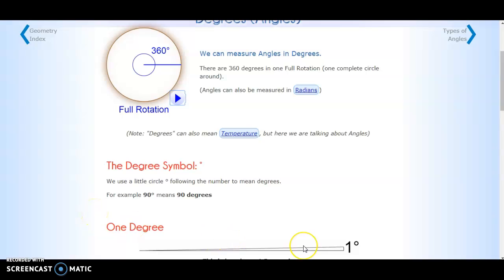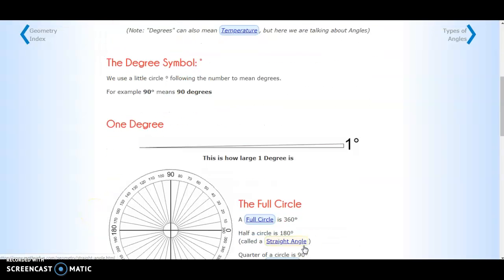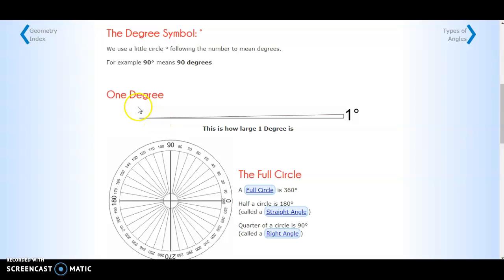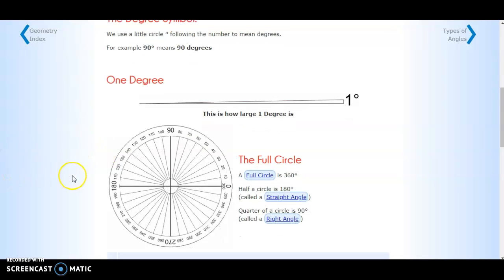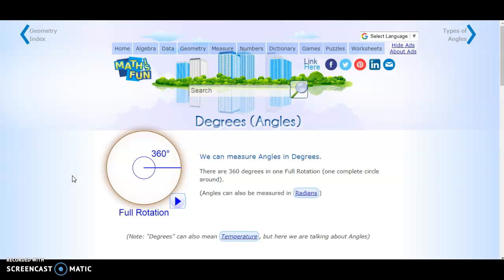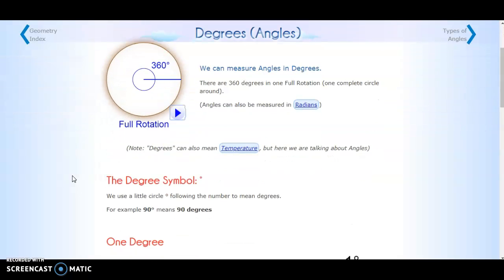And down here, you'll note that this right here is the size of 1 degree. Okay? Later on this week, you're actually going to have a protractor that you will use to measure the width of angles. But in today's lesson, you will learn how to determine the degrees of an angle using the fractional parts of a circle.